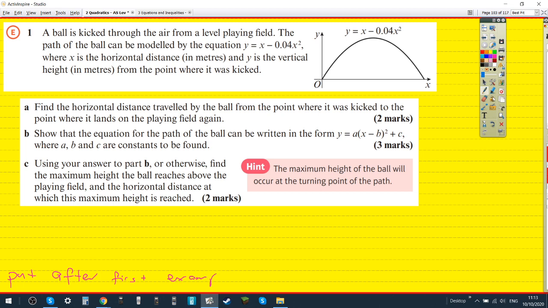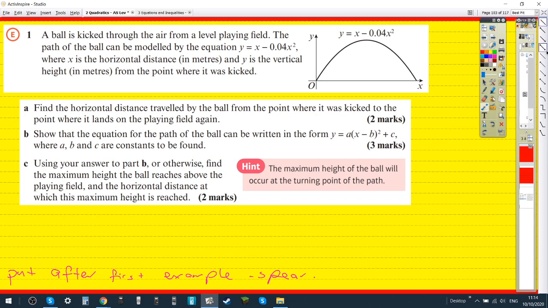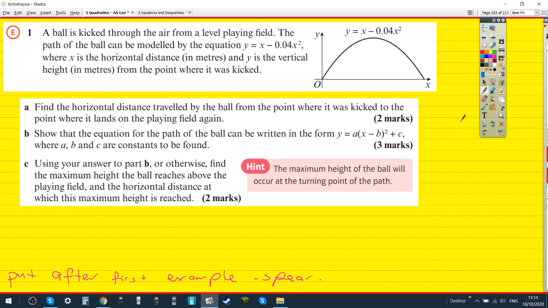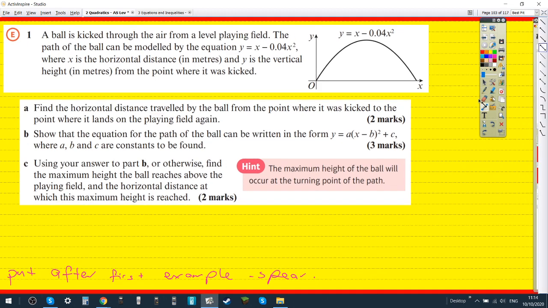So we're doing question A first, right? Mm-hmm. So would it just be minus x equals minus 0.04x squared? The horizontal distance traveled by the ball. What did you say, sorry? X minus 0.04x squared. Yeah. So is that the answer? No. They want this distance, horizontal distance. Okay.